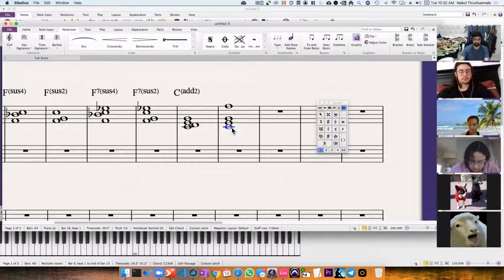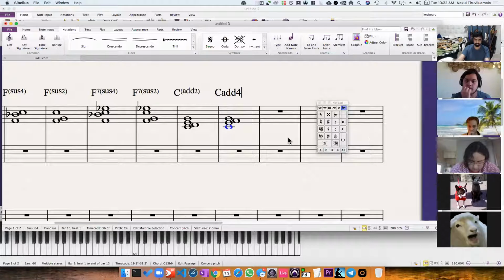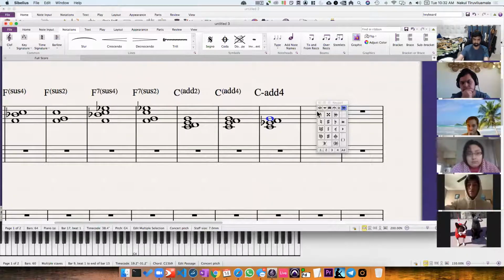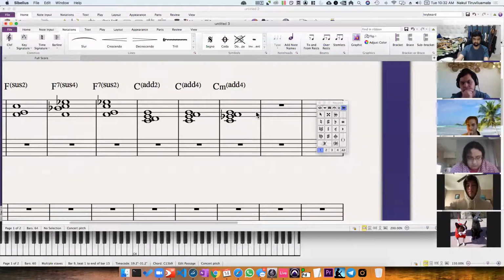Okay, let's see if it likes it. What is this? C add 4. Okay, great. It liked that. What if I did this? Starting out with a minor triad. What do we have here? C minor add 4. There we go. It likes it. I'm happy. Okay. How about this one? C minor add 2. Right.